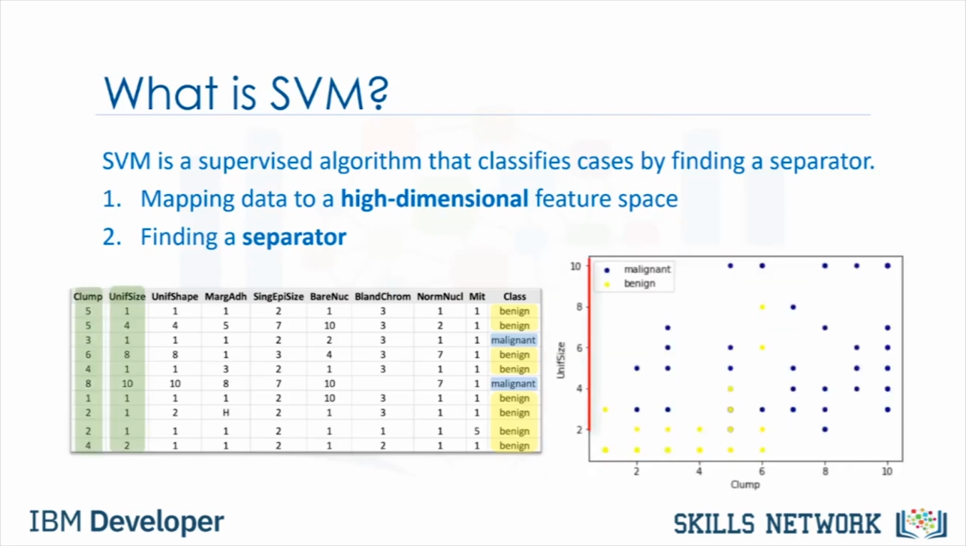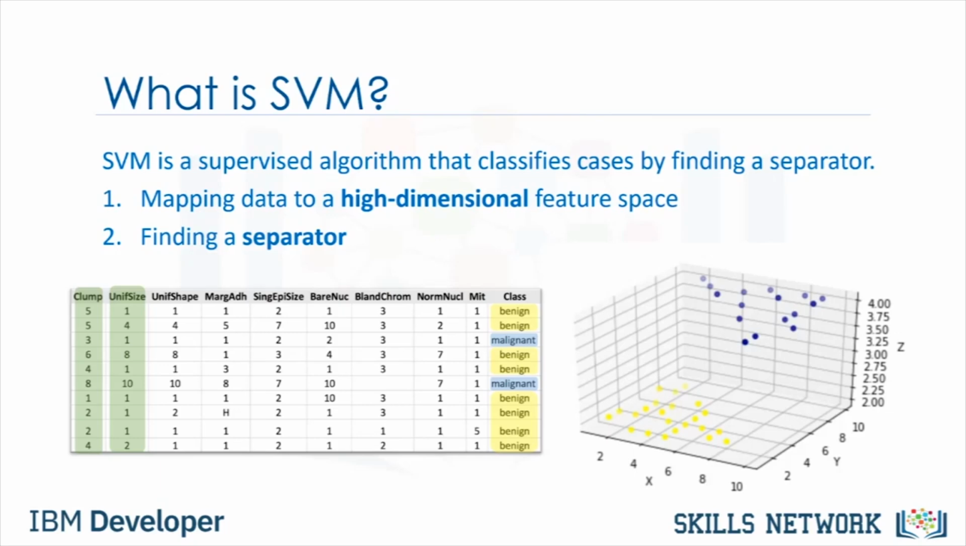For example, consider the following figure, which shows the distribution of a small set of cells only based on their unit size and clump thickness. As you can see, the data points fall into two different categories. It represents a linearly non-separable data set. The two categories can be separated with a curve, but not a line. That is, it represents a linearly non-separable data set, which is the case for most real-world data sets.